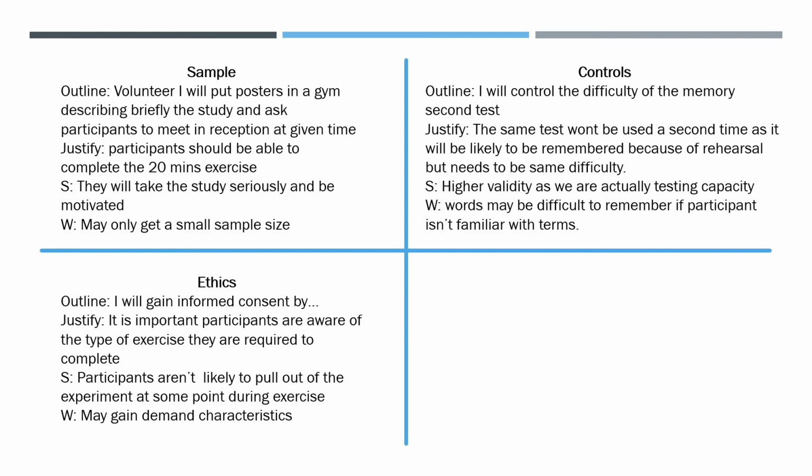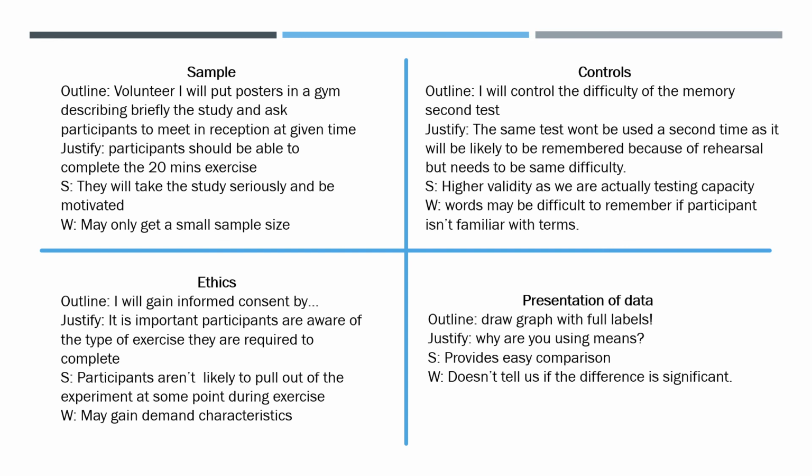with the exercise. So it's important that participants are aware of the type of exercise that they are required to complete. You might decide you need someone to be able to run on a treadmill for 20 minutes continuously at a pace of 8 kilometers per hour. Some people might not be able to do that, and they need to know what they are agreeing to before they do it. So we need to give them that information. That means that participants aren't likely to pull out at some point during the exercise, so they're not likely to get halfway through and go, this is too hard, I'm not doing it. But we might gain the demand characteristics like we've said, so you need to think about it carefully.